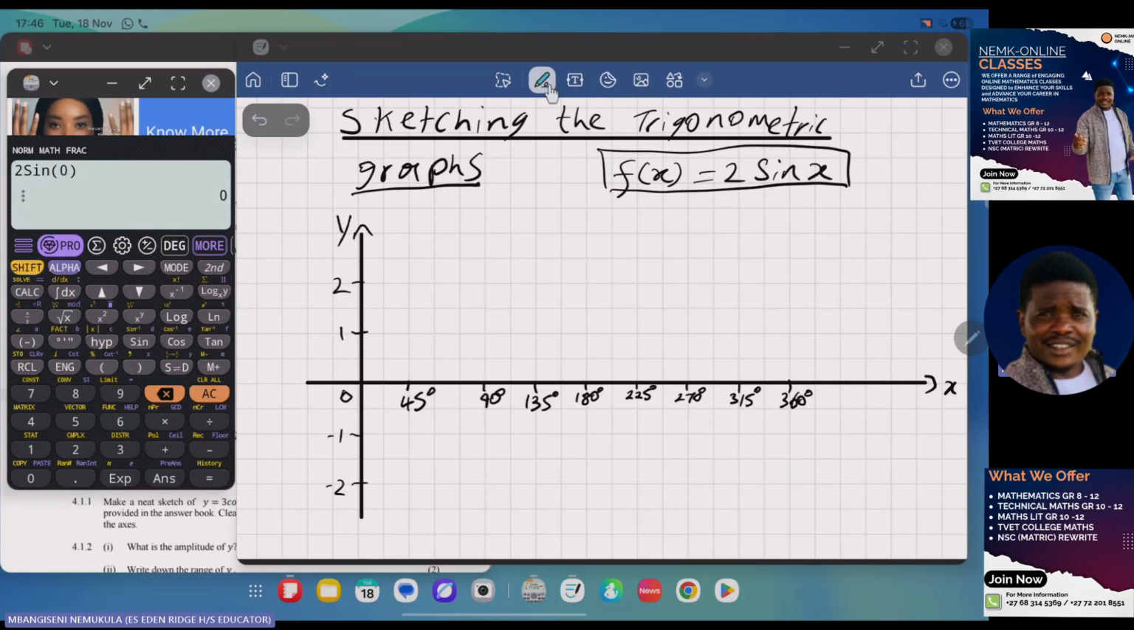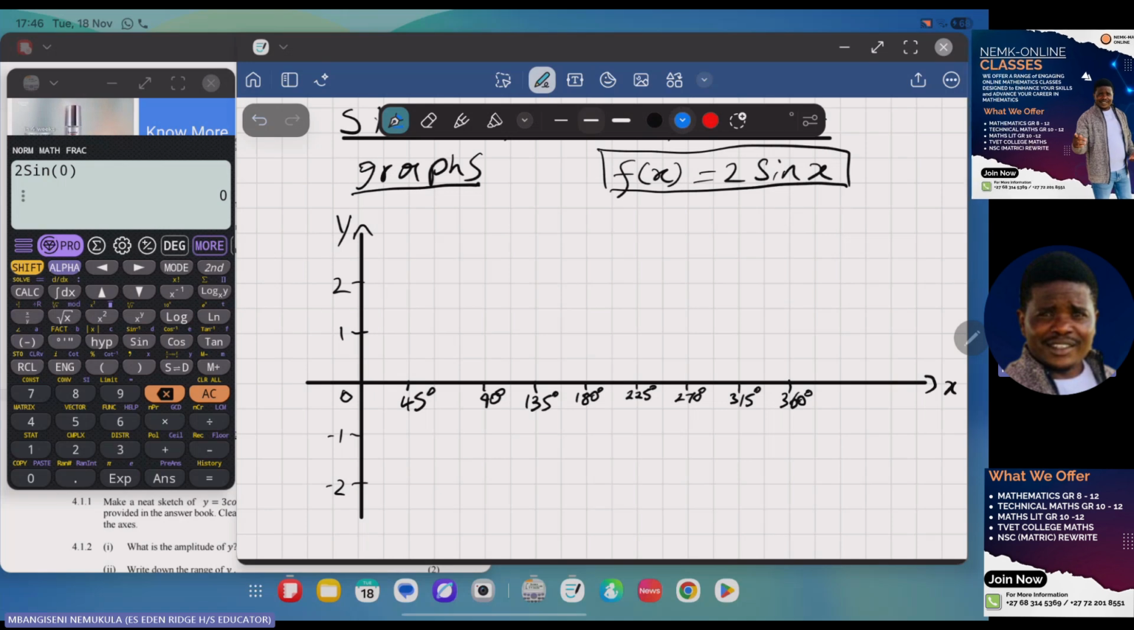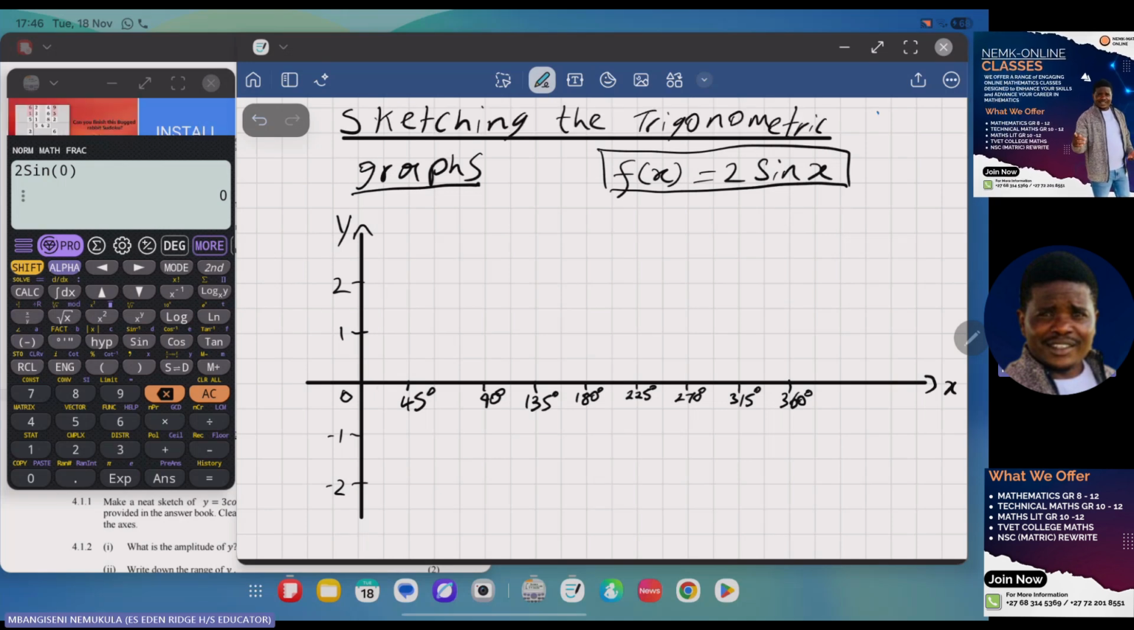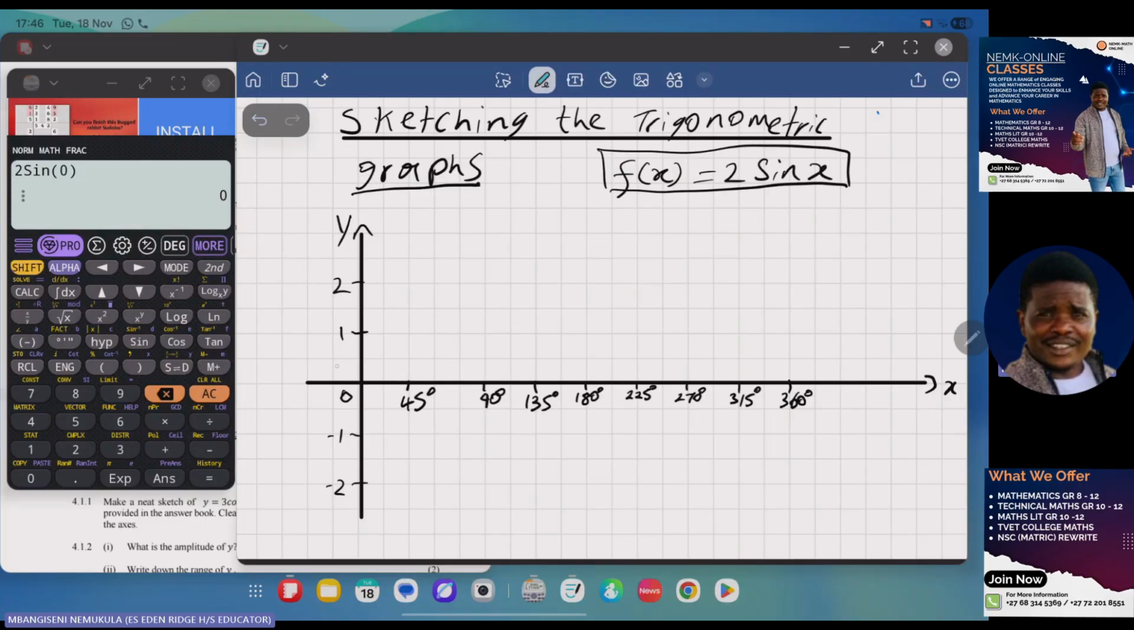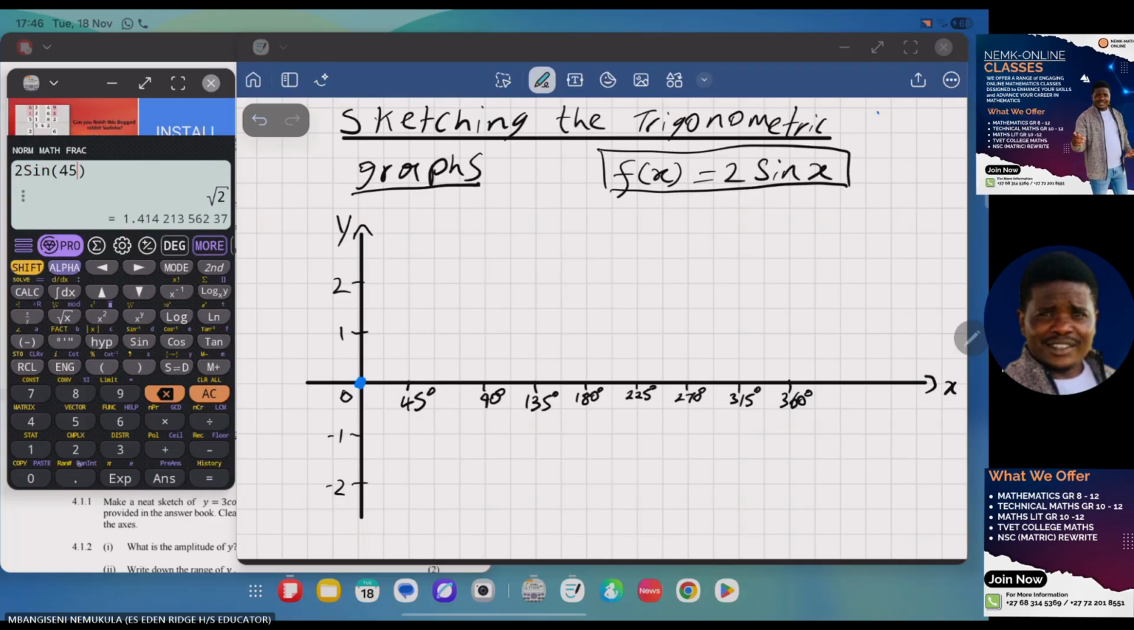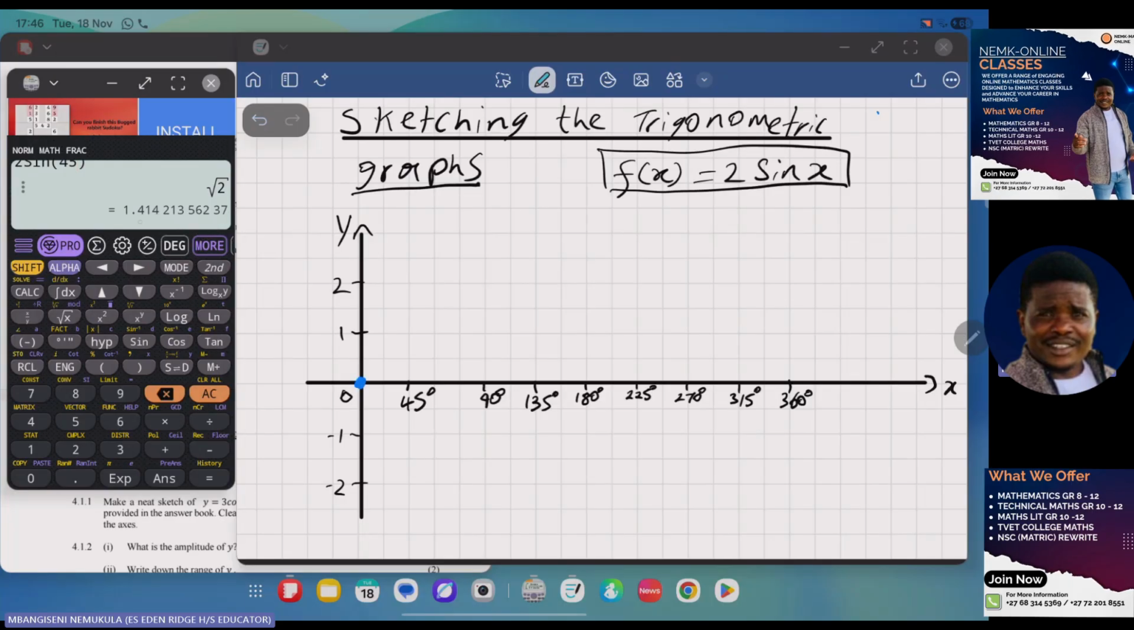So I can maybe use a blue color to plot. I'm going to make a dot where there is 0 and 0. Then the next point that I have is 45. I navigate back and where there was 0, I put 45. Okay, that is square root of 2, but in decimal that is 1,41. So 45 and 1,41.